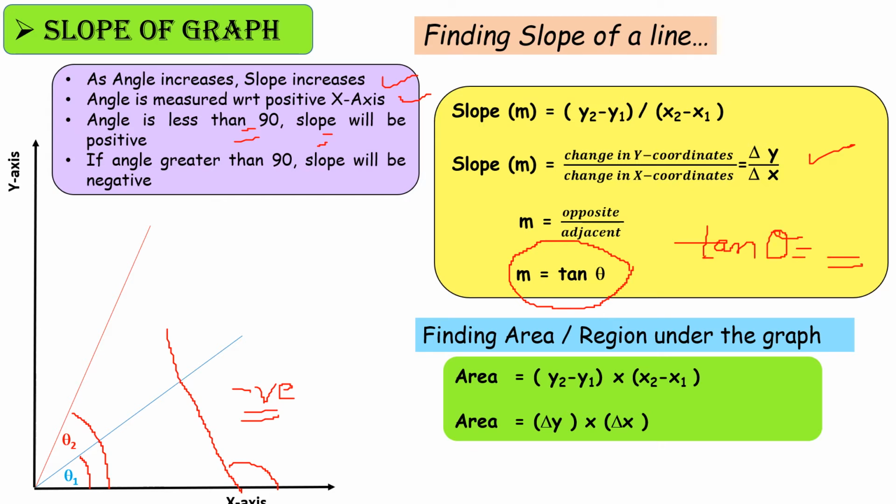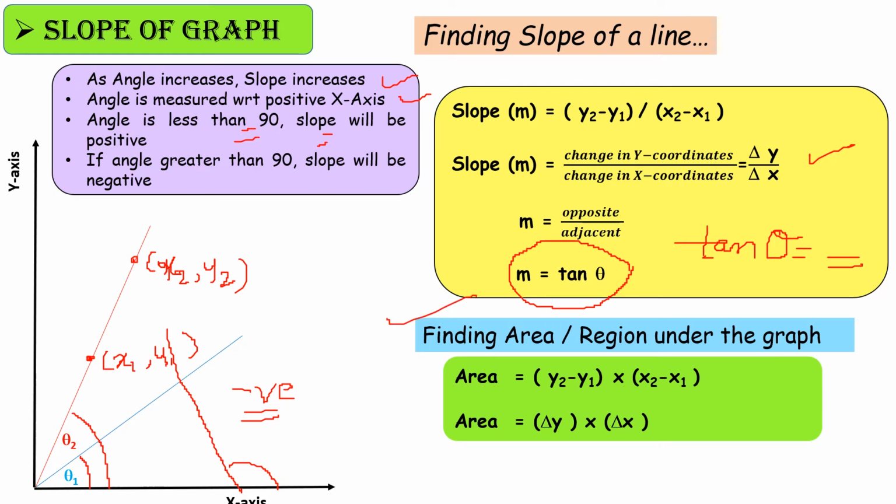Okay, and if we don't know trigonometry, then simple y2 minus y1, take any two coordinates on the line, any 2 points on the line, find its coordinates, and then take the difference in the points and divide it. So opposite upon adjacent, change in y upon change in x coordinates.